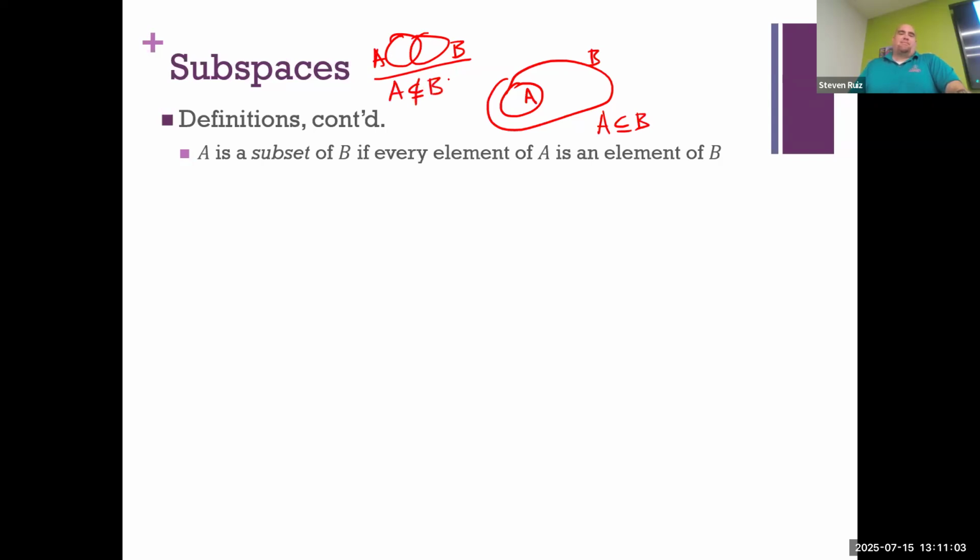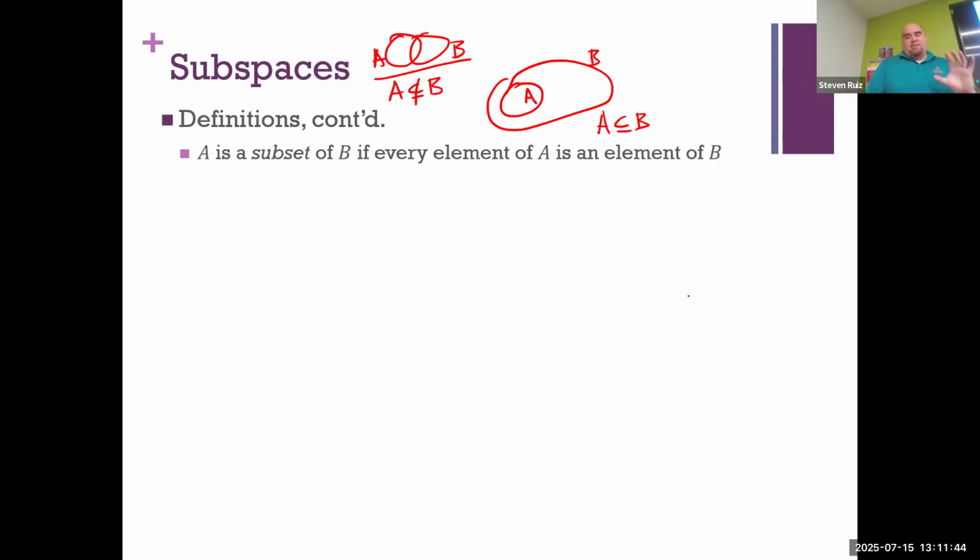New symbol for you, maybe. So this symbol that I put between A and B says the thing on the left is a subset of the thing on the right. The thing on the left is fully contained inside the thing on the right. So that's only true if every single element that lives inside A also lives inside B. If you have any exceptions, if there's any one thing in A that's not also in B, you don't have that subset relationship. How are we doing on that?